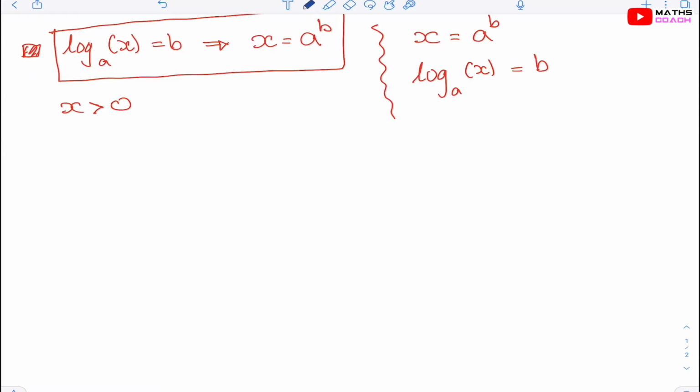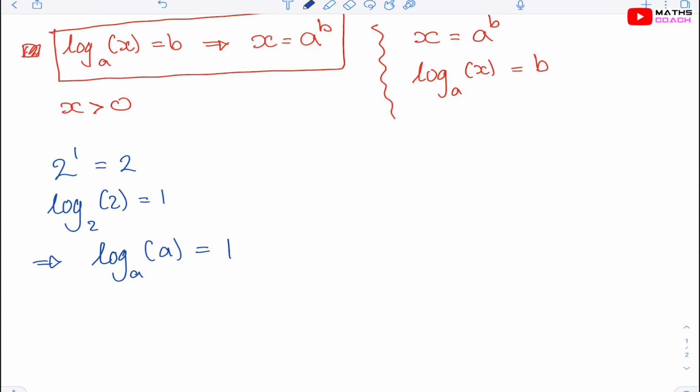So let's explore this function further. We know that 2 to the power 1 is 2, and therefore the log of 2 to base 2 is equal to 1. That's like saying 2 to what power gives me 2, or 2 to the power 1 gives me 2. This implies that the log of a to base a will always be equal to 1, and that's a common rule, so we will box this one up.